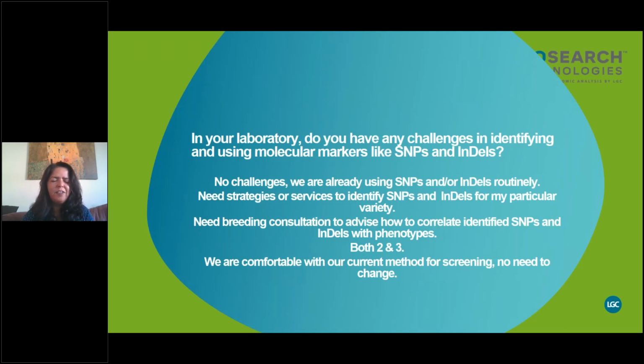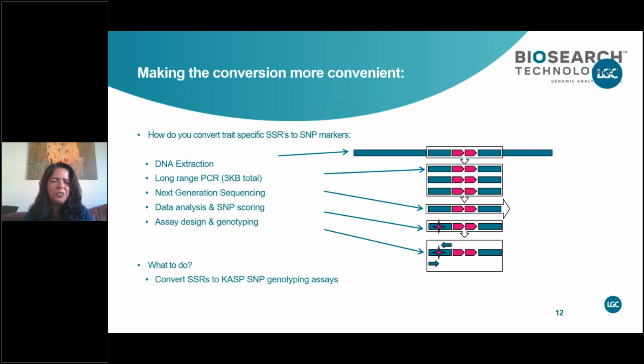So the other technology that was used as part of the feasibility project was the conversion of known SSRs to KASP. And we did that through long-range PCRs, which covered the SSRs and would provide us enough sequencing information to identify potential SNPs that then could be converted to KASP technology.